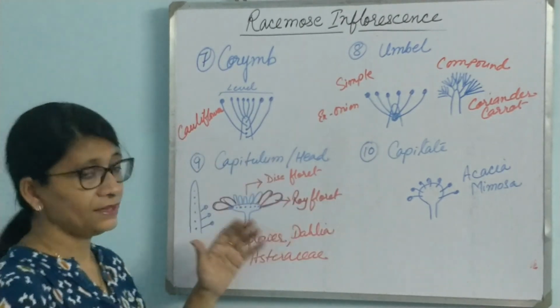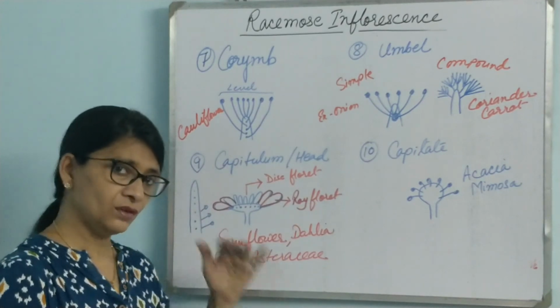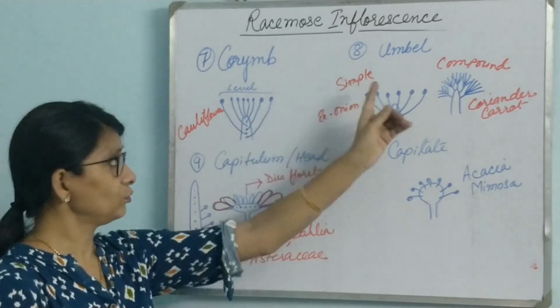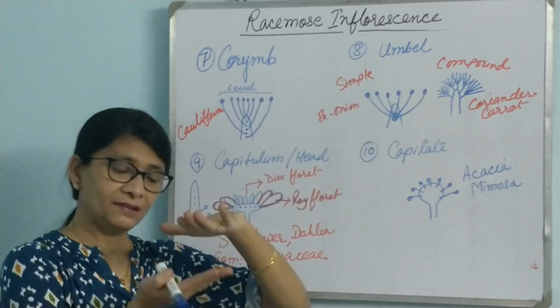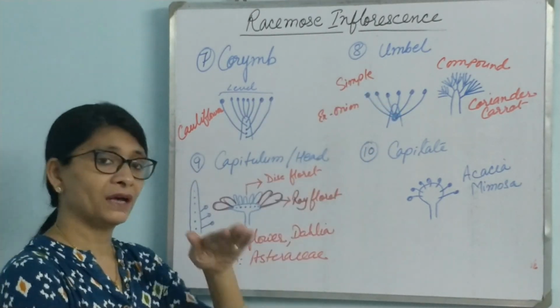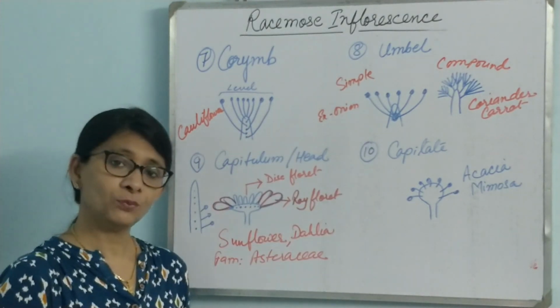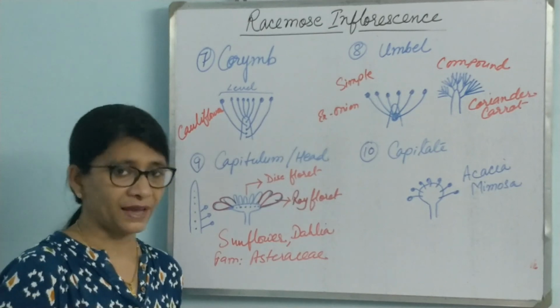So these are the 10 types of racemose inflorescence. The first 6 types, where we saw the peduncle was elongated, then the next 2 types where the peduncle is a little bit reduced, and the last 2 where the peduncle is totally reduced. So with this we come to the end of racemose inflorescence. Now we shall go into cymose inflorescence.